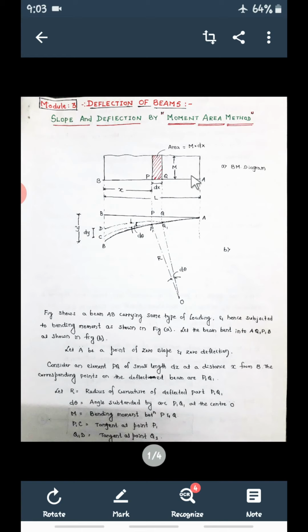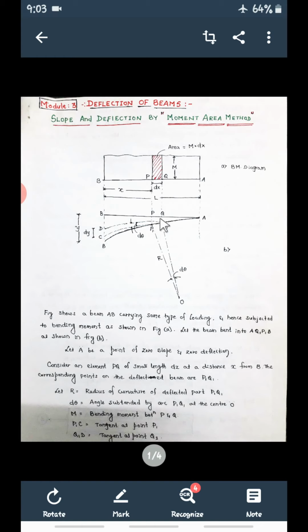Let the beam bend into the shape A, Q1, P1, B. Now let A be the point of 0 slope and 0 deflection. Since we are assuming this end as a fixed end, for a fixed end there is no deflection and no slope, so both are 0 here. Now consider an element PQ.